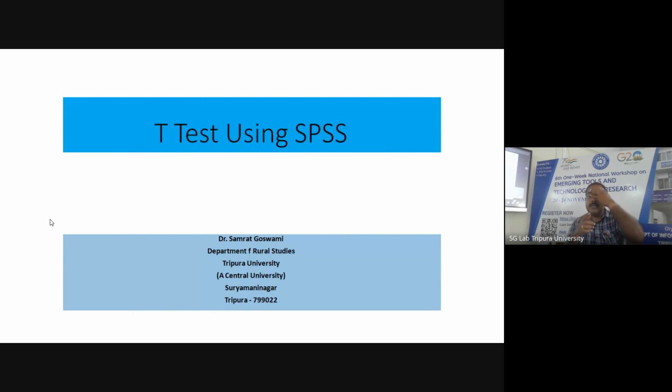Now, I have written here t-test using SPSS. Why have I written this? Because the hypothesis is something that you yourself have to write. No statistical software can write the hypothesis on your behalf. It has to be framed by the researcher himself or herself.